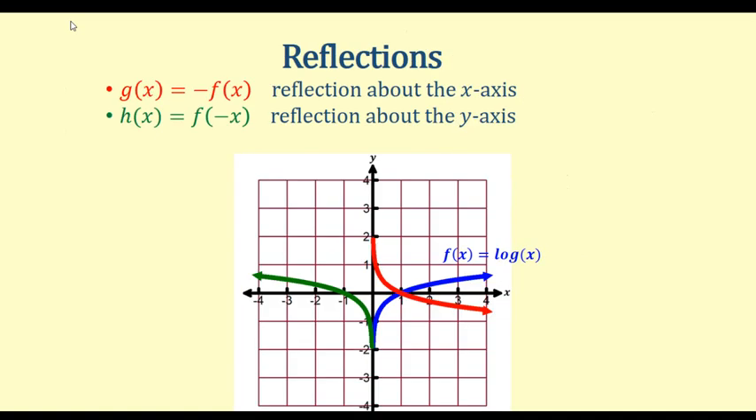Reflections. g of x is equal to negative f of x. We'll reflect about the x-axis. And notice here, our blue parent function, if I have negative f of x, we have that vertical reflection about the x-axis. h of x is equal to f of negative x. When that negative is inside the parentheses, we have a reflection about the y-axis. So for example, h of x is equal to log of negative x.